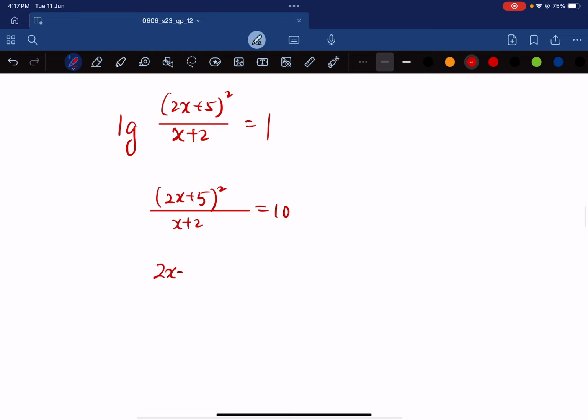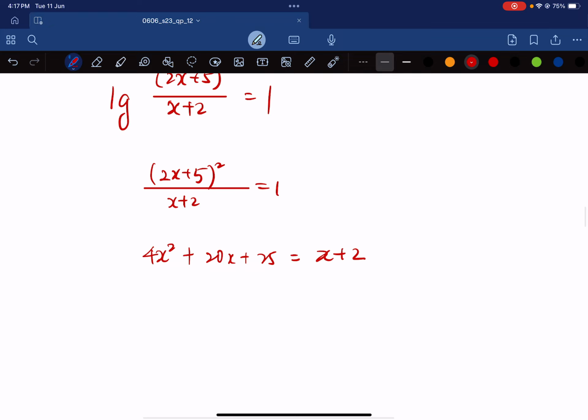Okay, so (2x plus 5) squared would be expanded. (a plus b) squared is a squared plus 2 times a times b plus b squared, equals to, multiply this to another side, so it would be 10 times (x plus 2). Rearrange.